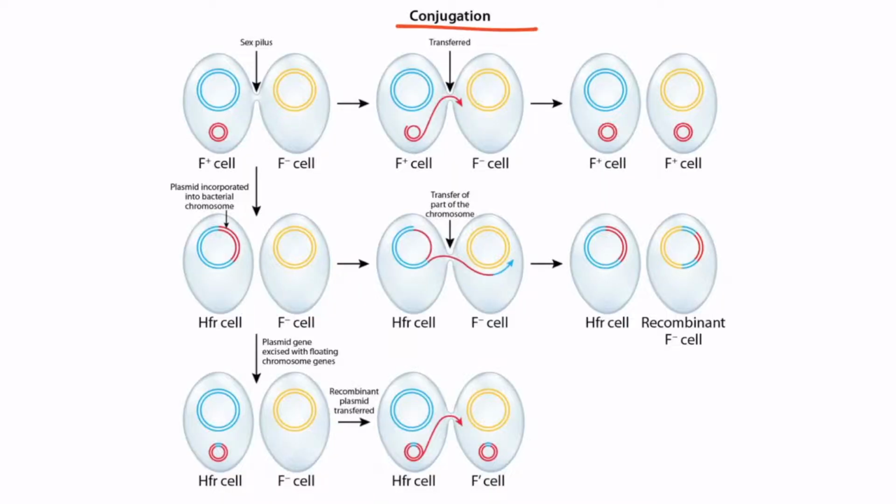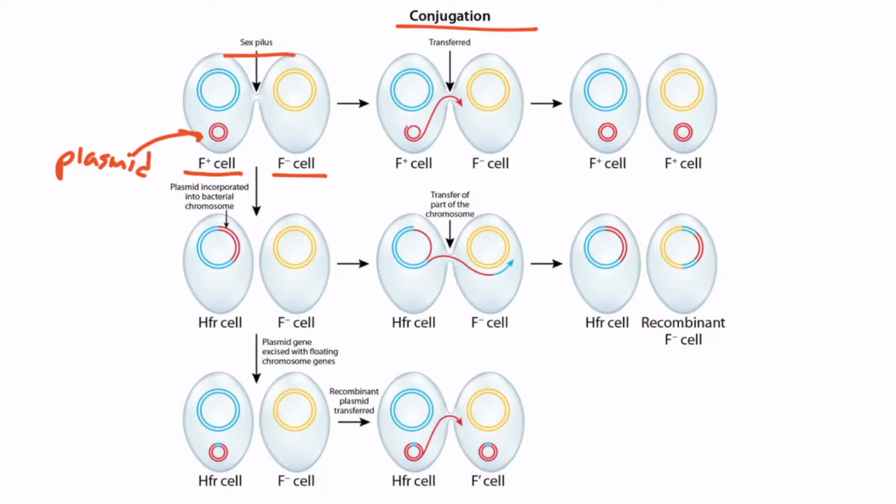So here's a diagram showing conjugation. Each row shows a variation of this process. We've got the top row, second row, and then the bottom or third row. Let's start with the top row. Here's the F+ cell, and here's the F- cell. The F+ cell has a plasmid that encodes genes for the sex pilus. This is the plasmid, and it created this sex pilus.